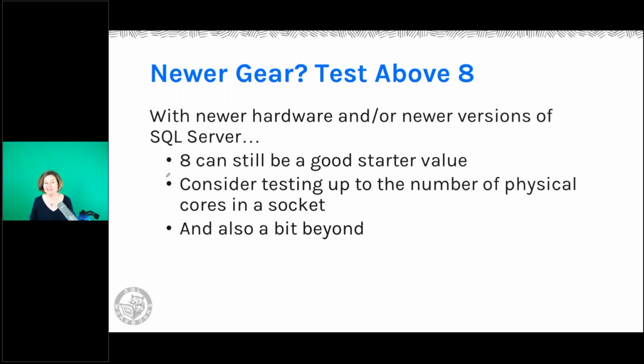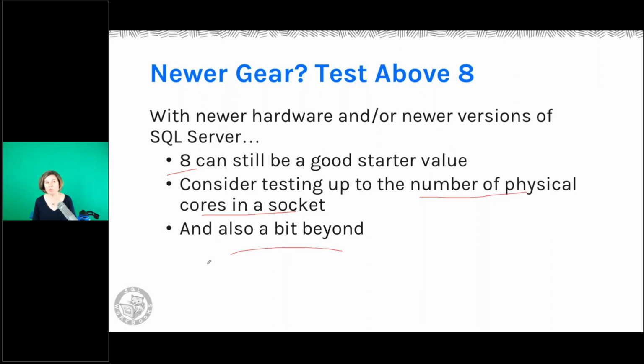I still like 8 as a starter value. Looking at this slide, the number of physical cores in a NUMA node does still matter, so 8 can be a good starter value. Obviously, if I only have 4 logical processors, 8 is a ridiculous starter value because it's just going to go with 4. So assuming I have more than 8 logical processors, I do think 8 can still be a good starter value. Testing up to and even beyond the number of logical cores in a socket can make sense too, because we may get better performance at higher DOPs.